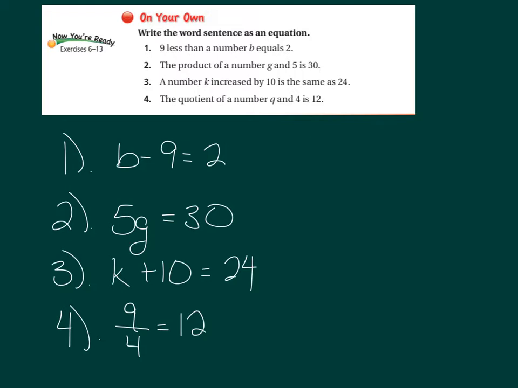Order doesn't matter for addition and multiplication. So as far as numbers 2 and 3 go, the order can be switched. You can put G times 5 or 5 times G. It doesn't matter. Same way here, 10 plus K or K plus 10. But B minus 9 has to be B minus 9. It says 9 less than a number B, so that means we're taking it away from B, 9 less than B. The quotient of Q and 4, we put Q over 4 equals 12.